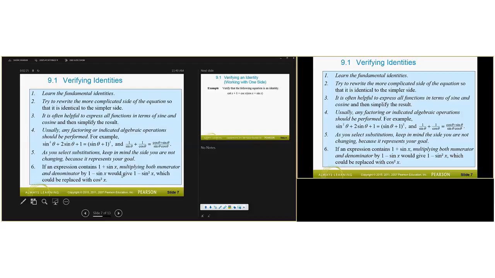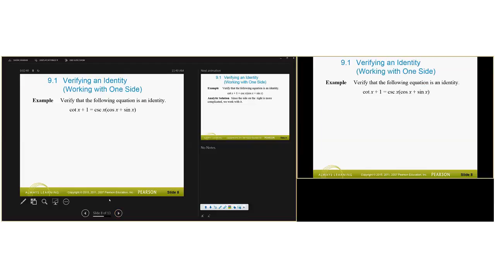They're probably going to give us an example next anyway. So go ahead and look at that one, and I'll put it back in just a second. Cotangent x plus 1 is equal to cosecant, parentheses, cosine plus sine, sorry. I would deal with the side on the right. That's what I would deal with.